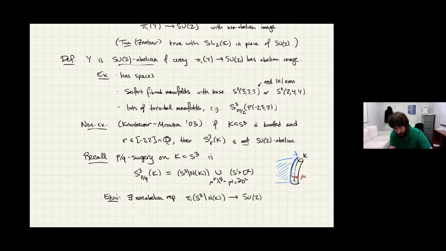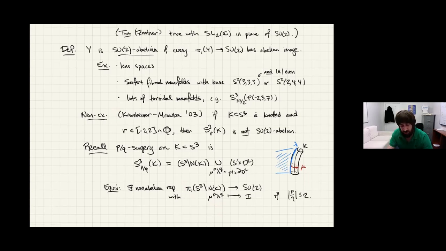So this is equivalent to saying there's a non-abelian representation that sends that element to the identity. Okay, so I should say if P over Q has absolute value at most 2. So another way of restating Kronheimer and Mrowka's result is that there's a whole lot of different SU2 representations of knot groups. And when I say they're different, I mean they send all these different elements to the identity. They've got different kernels. So maybe this is a pretty striking result about knot groups.